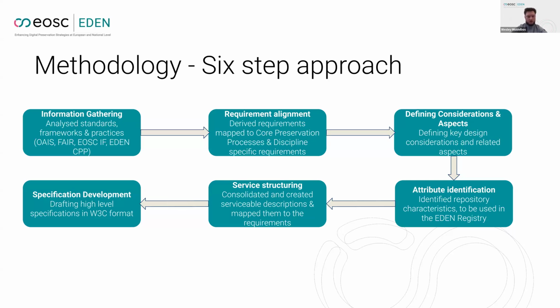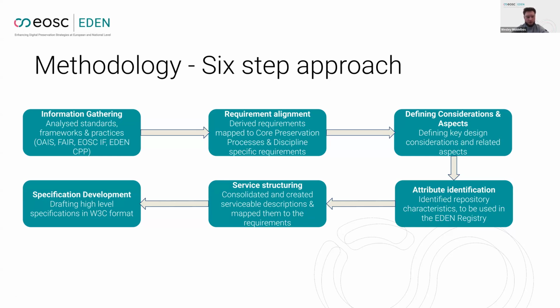After that, once we had the core preservation processes and part of the discipline-specific requirements, we tried to map the requirements gathered in the information gathering to those items, to know which requirements we can map to each other so that we know which parts we can support in which way.